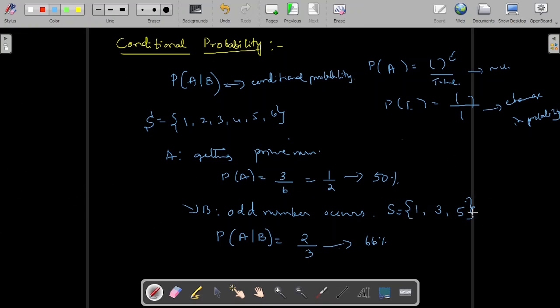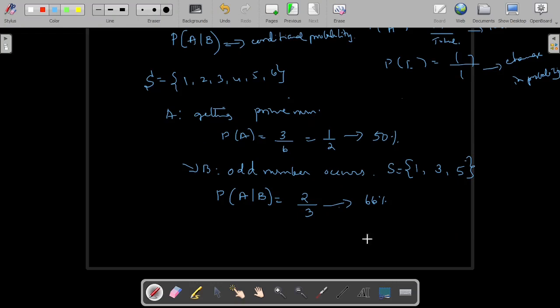Now what is the formula to obtain conditional probability? P of A given that B has occurred equals P of A intersection B divided by P of B. This is the formula to find conditional probability, where P of B is not equal to 0. It means B should not be an impossible event. If B is an impossible event, that event will never occur. If such an event is given, that will never affect the probability of any other given event.